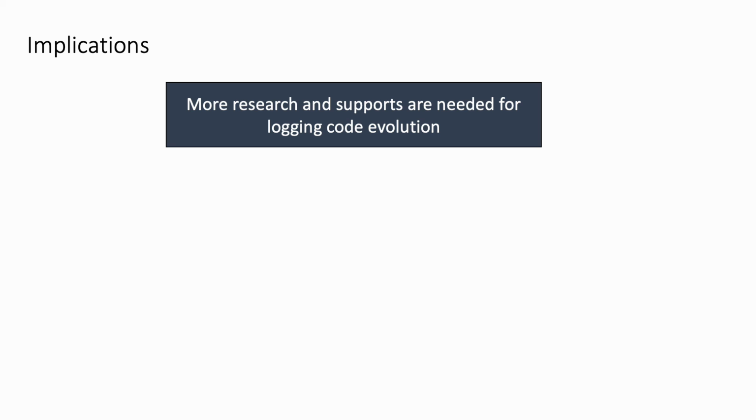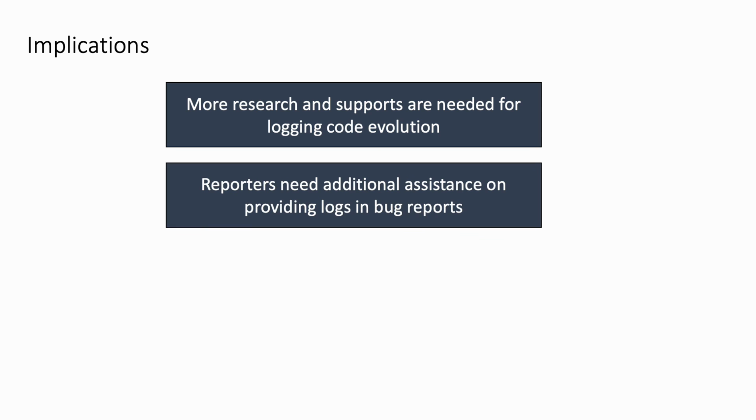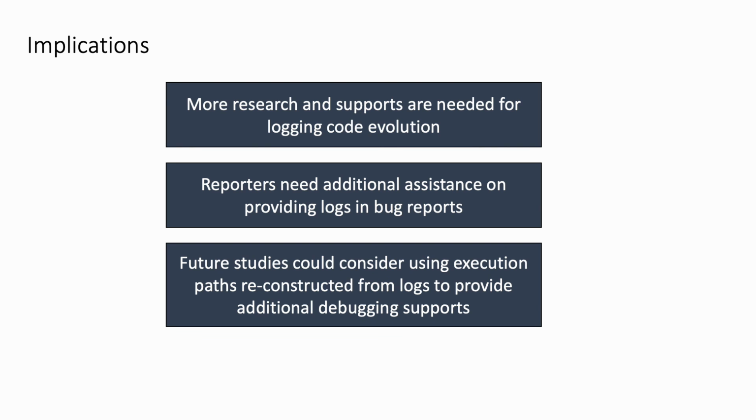First, more research and support are needed for logging code evolution. Second, reporters need additional assistance on providing log and bug reports. Last, future studies could consider using execution path reconstructed from logs to provide additional debugging support.